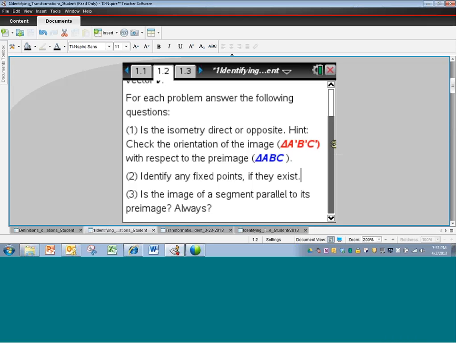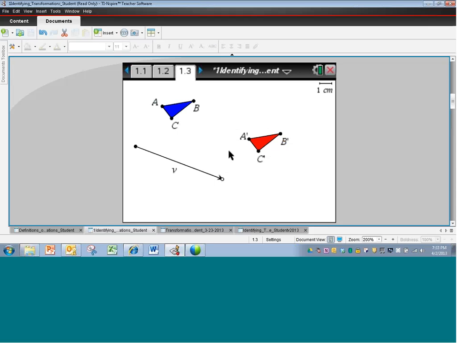Identify any fixed points. As in the rotation, we saw P, that center of rotation, was a fixed point. And is the image of a segment parallel to its pre-image? And is that always true or only sometimes true? So here we see pre-image triangle ABC, and its image A prime, B prime, C prime. Direct. About vector V.